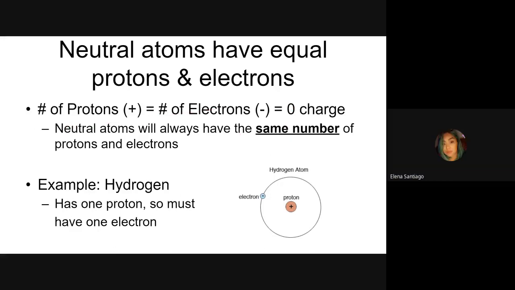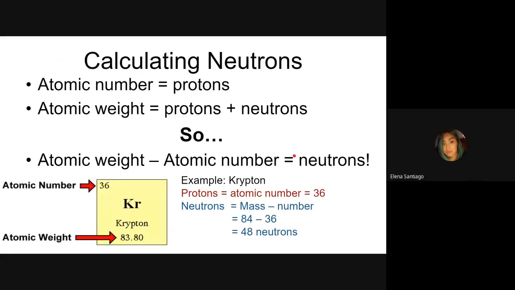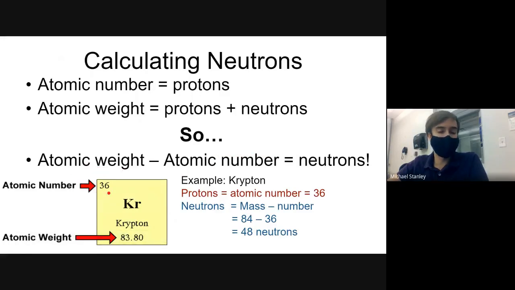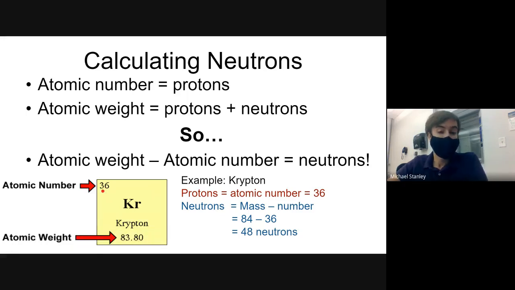So the one that we just worked on, it will be 36 electrons. Bingo. Okay. Krypton has an atomic number of 36, which means that krypton has 36 protons and 36 electrons. Exactly.